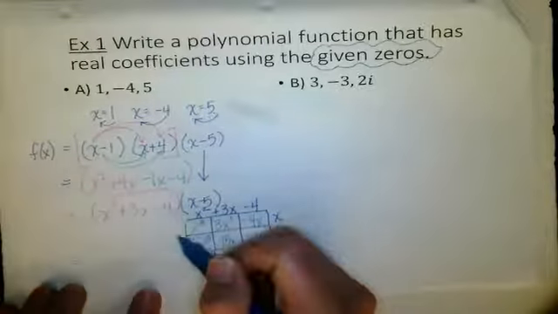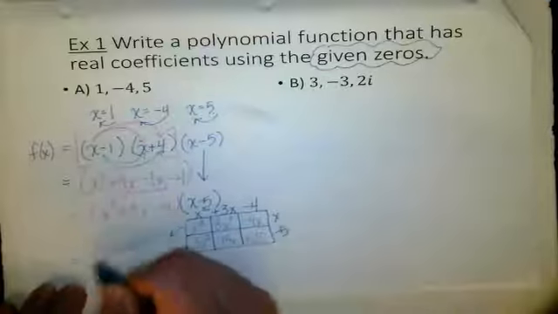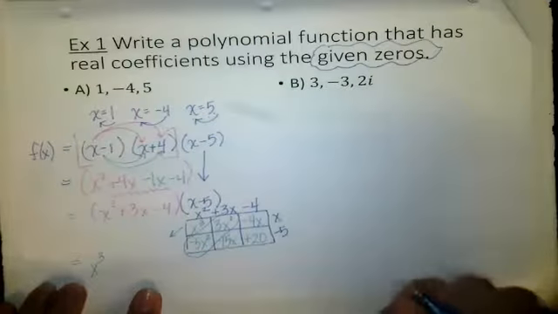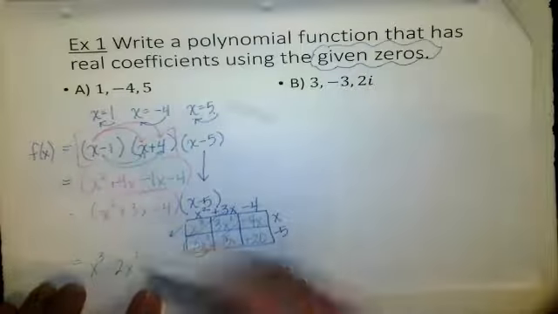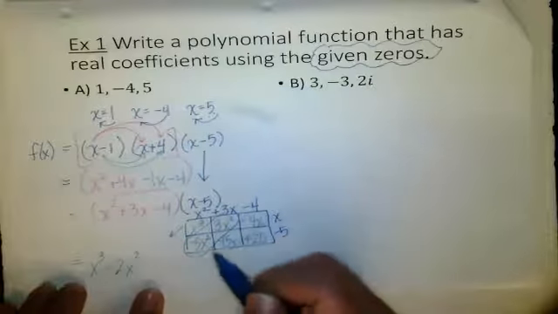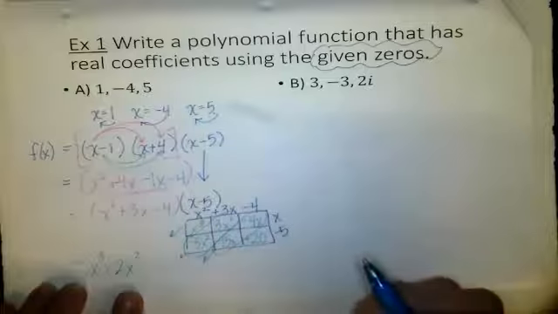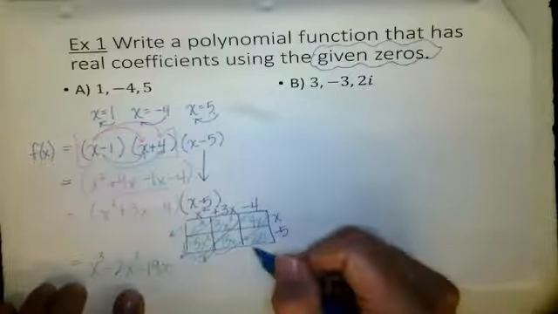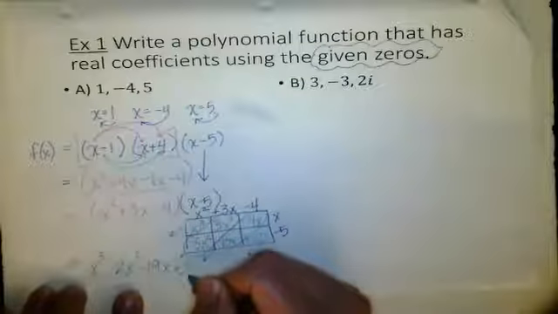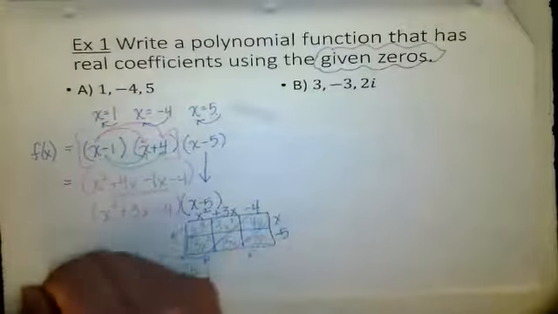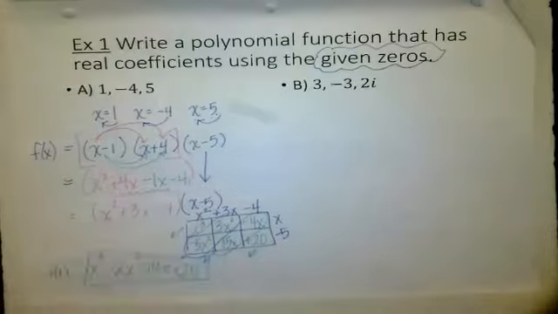And then I can just combine like terms. So I have my x cubed, -5x squared and 3x squared gives me -2x squared. -15x and -4x gives me -19x. And then my last positive 20. And there is my function, my polynomial. So we're literally just doing everything in reverse today.